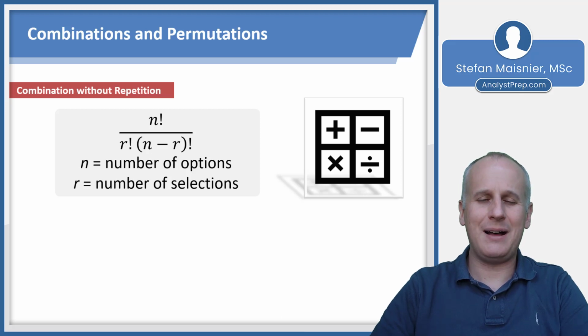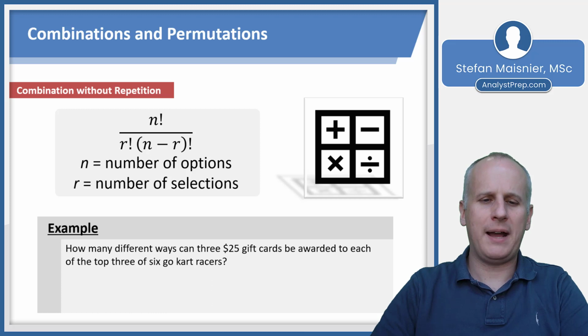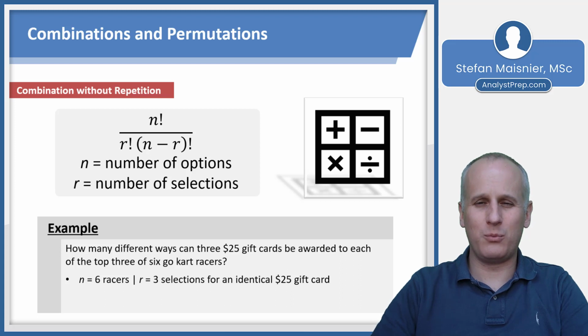Now, we've got a combination without repetition. So that's when order doesn't matter in selection, and the formula changes ever so slightly. So this time we have n factorial over r factorial times n minus r factorial, where again, n is the number of options, r is the number of selections. So a slightly different example, how many different ways can 3 $25 gift cards be awarded to each of the top 3 of 6 go-kart racers? There are still 6 racers, there are still 3 selections, but now it's an identical $25 gift card, so we have a combination without repetition because no one can win 2 gift cards, and order doesn't matter in selection.